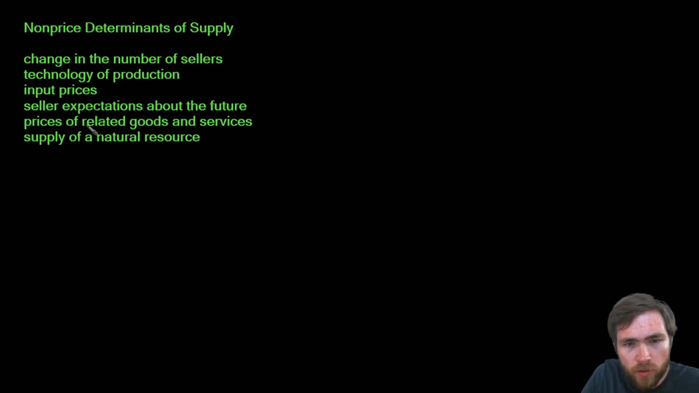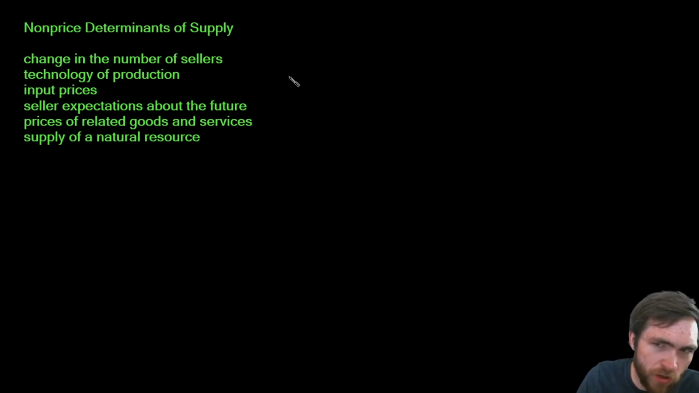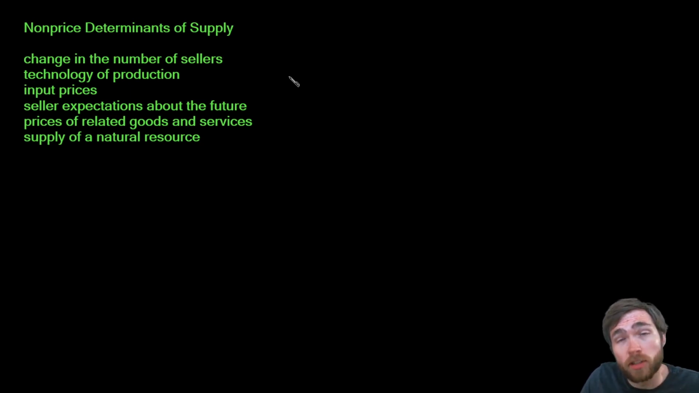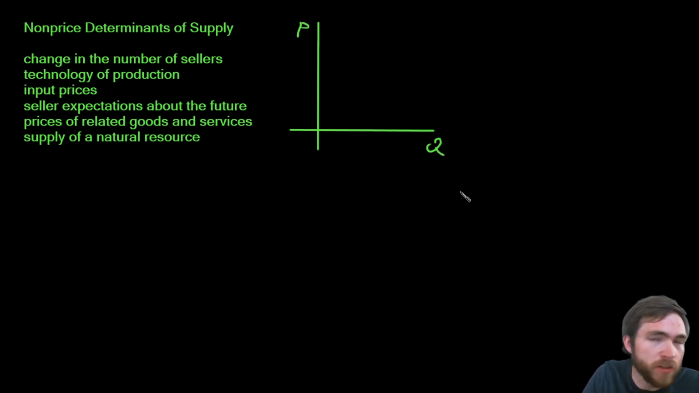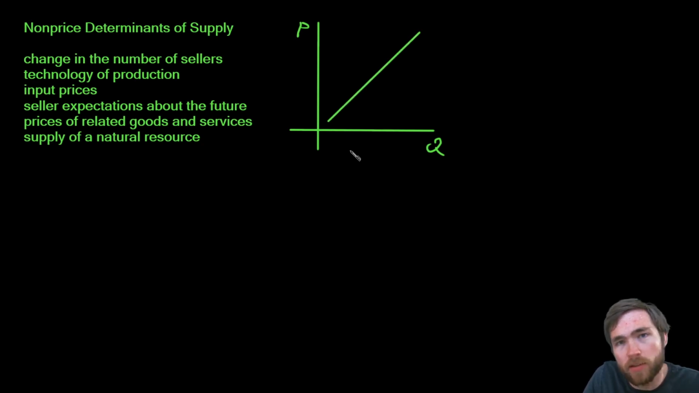All right, so just going over a few of the non-price determinants of supply, just to give us an idea of how these curves can shift around. All of these are important determinants of essentially the position and the slope of the supply curve. So let me just draw a simple supply curve here. Price on this axis, quantity on this axis, and we know that the supply curve slopes upward because of the positive relationship we established at the beginning of this.